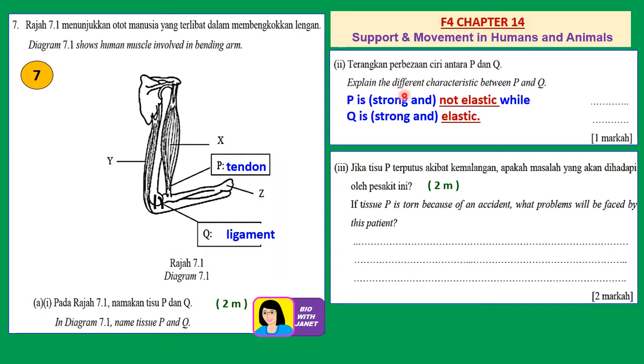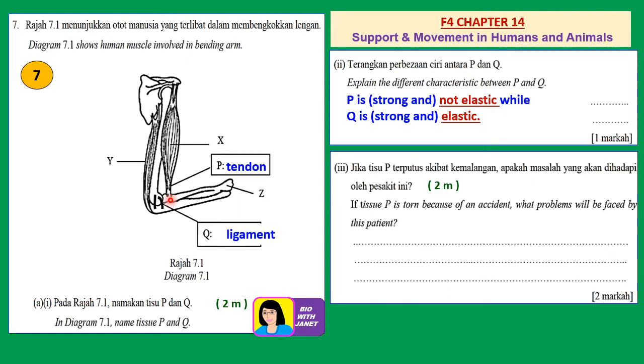If you write the word strong, there's no marks for it because it's not a difference. It's a similarity. Right? So P is not elastic while Q is elastic. Right? So if you can't remember, you have to reason it out. Now P is not elastic because it has to transmit the pulling force of this biceps when it contracts to the bone. Now if it is elastic like a rubber band, when the biceps contracts, the tendon will just stretch, but it cannot pull the bone, which is the radius here. So if it's elastic, it cannot carry out its function well.